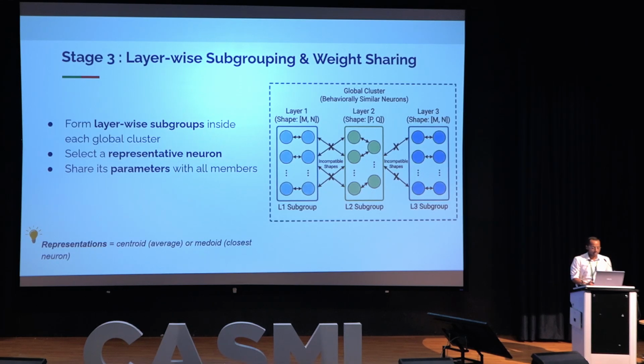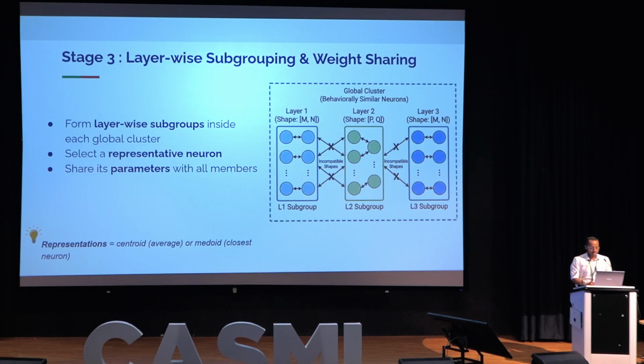The second part is we pick a representative neuron. Once we have smaller shape-matched subgroups, we need to pick one representative whose parameters will be kept. There are two simple methods that we used. One is a centroid-based method, and the second is a medoid-based method. In the centroid-based method, we average out the weights of all the neurons in the subgroup to create a synthetic representative, and in the medoid-based method, we pick the actual neuron whose weights are closest to the center of the subgroup in the cluster. And the third part is to share its parameters within the subgroup.